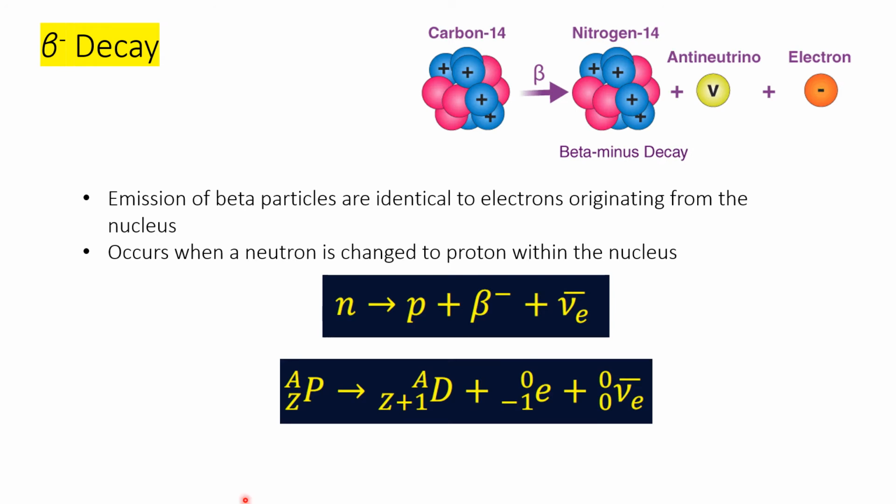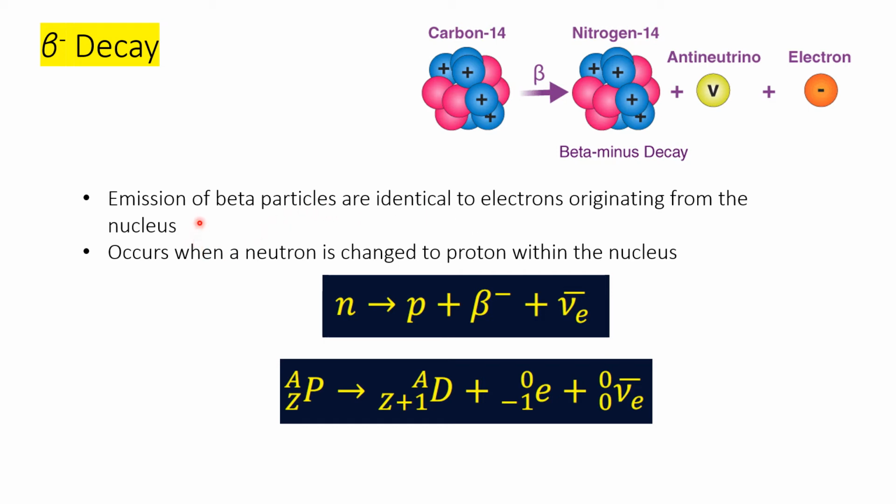So we have here the diagram of the beta minus decay of your free neutron, carbon 14 into nitrogen 14. So it emits two particles. You have your antineutrino and then your electron, or again, this is just your beta minus particle. And in your beta minus decay, the emission of beta particles are identical to electrons originating from the nucleus.